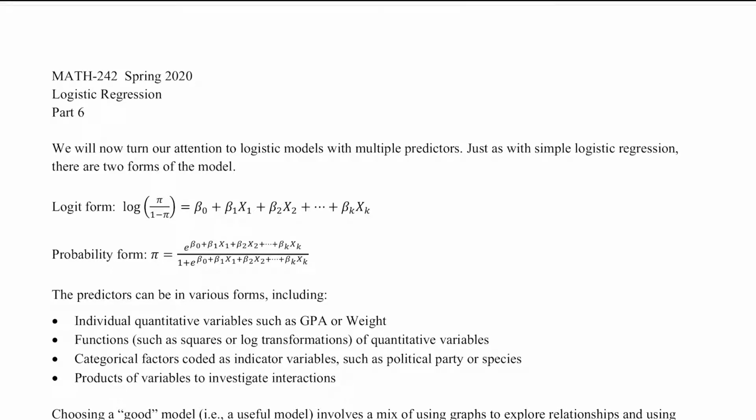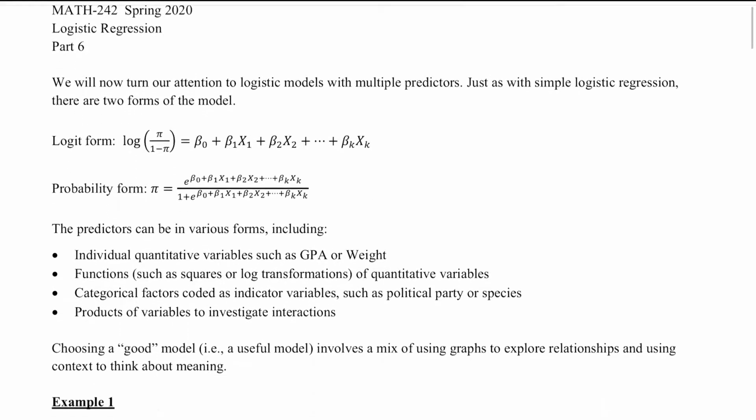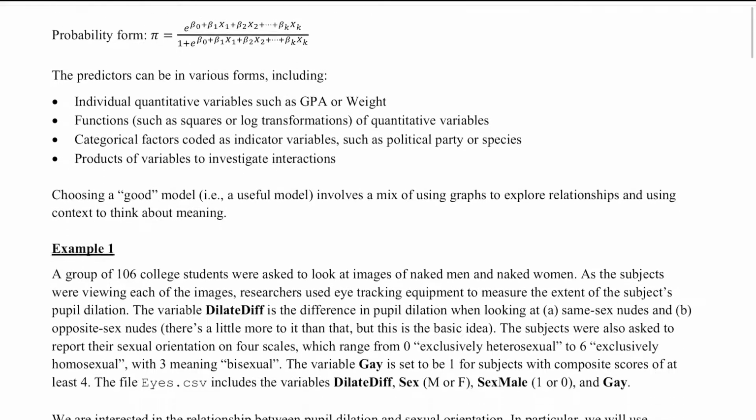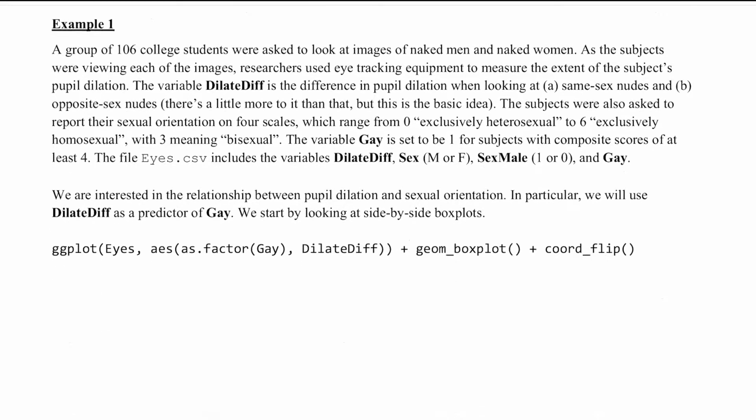All right, so now we're ready to look at logistic regression when we have more than one predictor in the model. In multiple linear regression, remember we went from having one predictor to multiple. We did simple linear, kind of reviewed it, and then did multiple, and now we go from having a single predictor in logistic regression to having multiple predictors. And we still have two forms in our model, the logit form and the probability form. And we can have transformations of predictors, we can have interactions, and we can have either quantitative or categorical predictors.